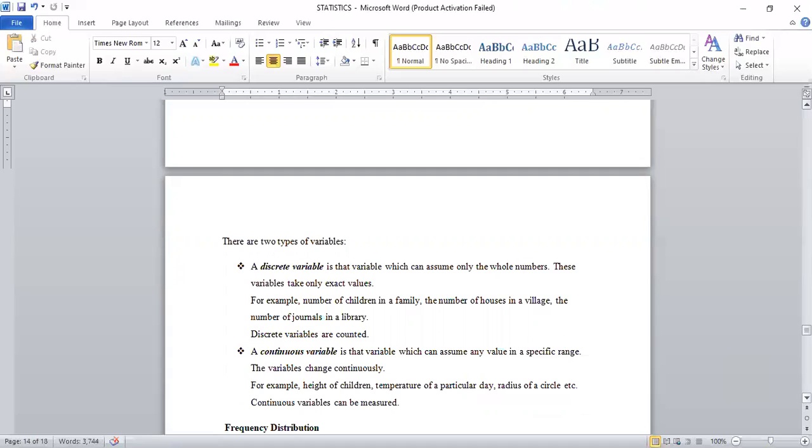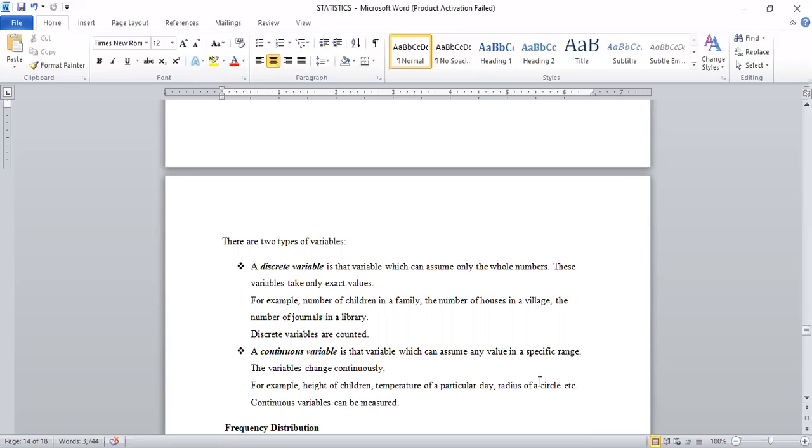So variables are classified into two main types. In this case, we have a discrete variable and a continuous variable. A discrete variable is a variable which can assume only whole numbers. So those variables that only take whole numbers have exact values. For example, the number of children in a house, the number of houses in a village, the number of books in a journal.